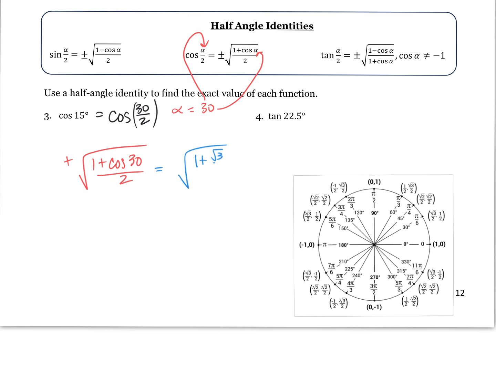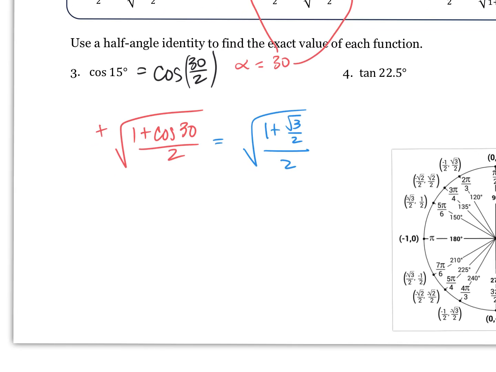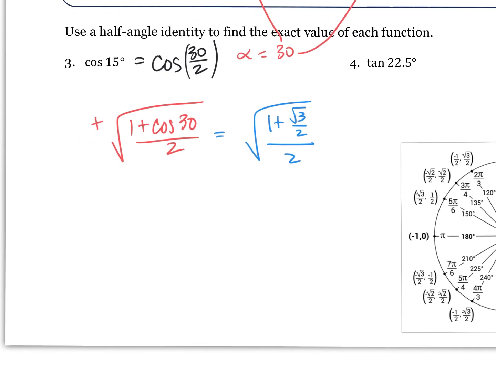So this is ugly: 1 plus root 3 over 2, all over 2. I know our calculators aren't going to be helpful because I don't want to type in square roots. So here's what we have to do: get common denominators. What would this turn into if I wanted to add 1 plus root 3 over 2? 2 plus root 3 over 2.